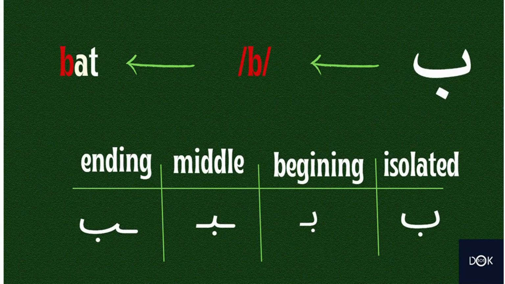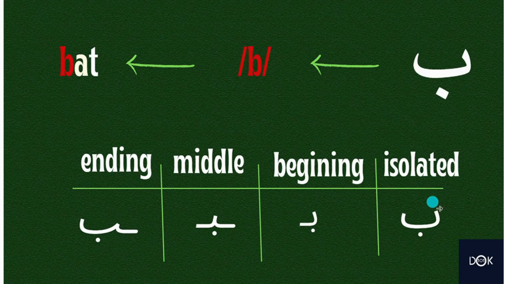Next up is letter Ba. Ba, it is the second letter in Arabic alphabets. The sound of Ba is just like the sound of letter B in the word bat. Now remember, when I say Ba, that is the name of the letter, but when I say B, that is the sound of the letter. Ba, B, Ba, B. These are the 4 forms of letter Ba when it appears in a word.